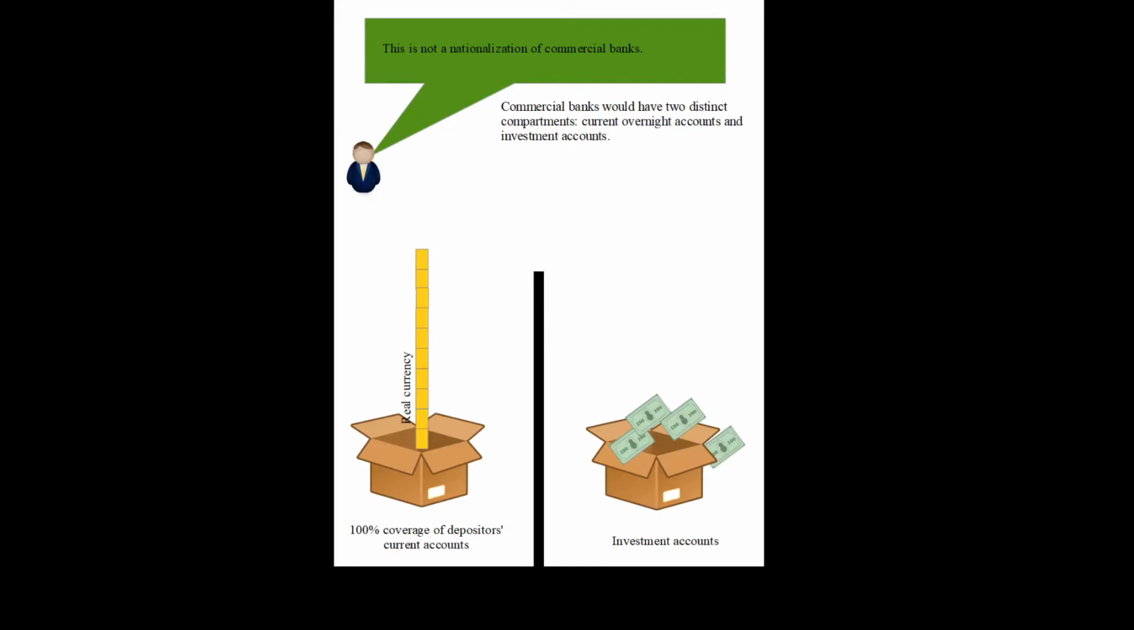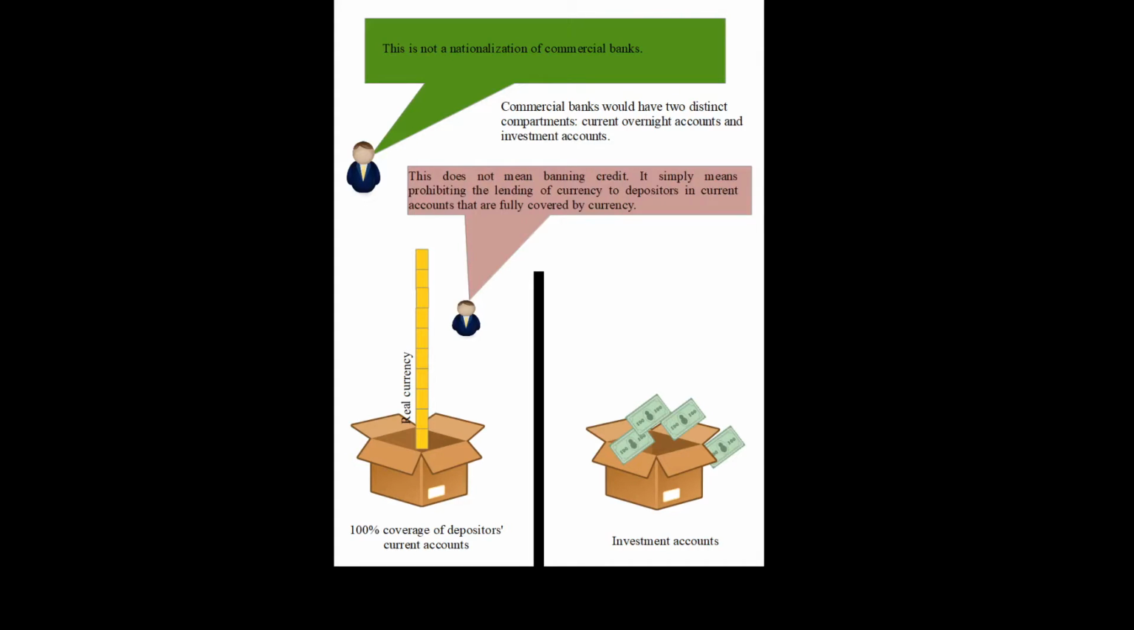It simply means prohibiting the lending of currency from depositors in sight deposit accounts that are fully covered by currency. Ultimately, 100% money means the abolition of the privilege of currency creation by commercial banks. Full currency coverage of demand deposit accounts is not a gift to commercial banks. The first possibility would be the exchange of central bank currency for the purchase of assets.